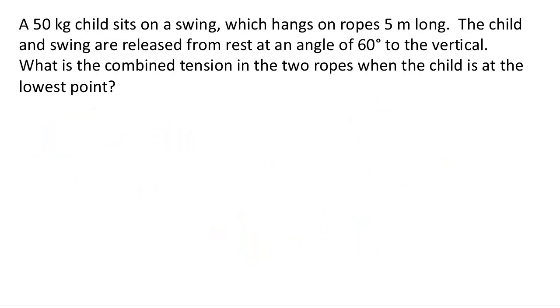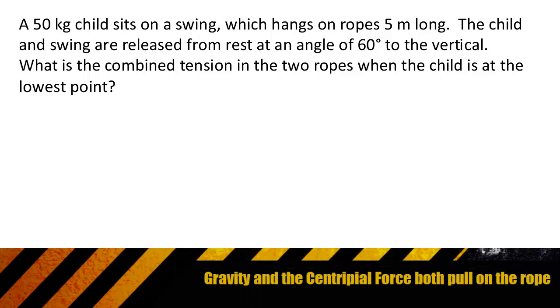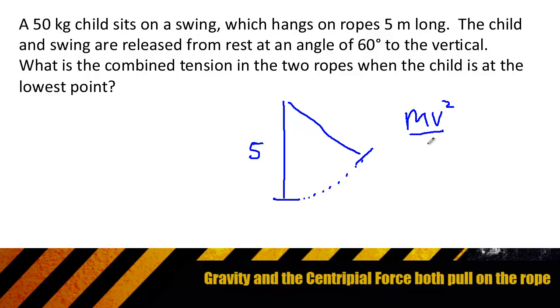Here's a problem that's a bit more complicated. It's going to have a lot of moving parts, but still centripetal force is going to play a major role. We have a child on a swing with a rope that's 5 meters long. The swing swings back and forth in a pendulum-like motion. Since the swing is turning in a circular motion, we know we're going to be using the centripetal force equation, which is mv squared divided by r.